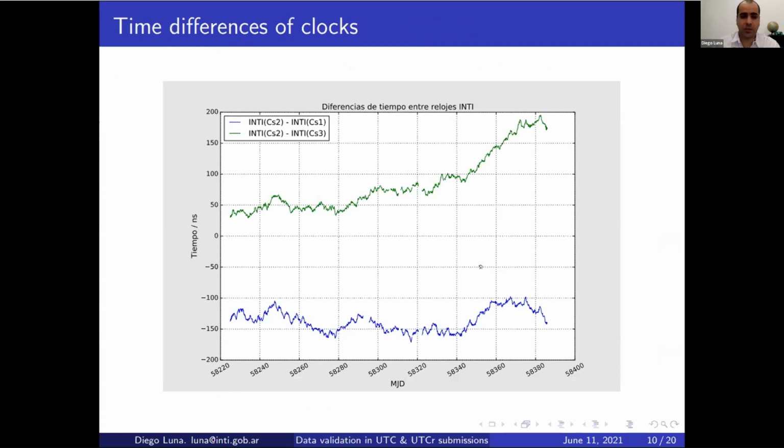So with this system, we permanently measure the time difference, for example, between cesium 2 and cesium 1, and cesium 3 and cesium 2. And we make the usual calculations using the Allan deviation and the three-cornered hat.